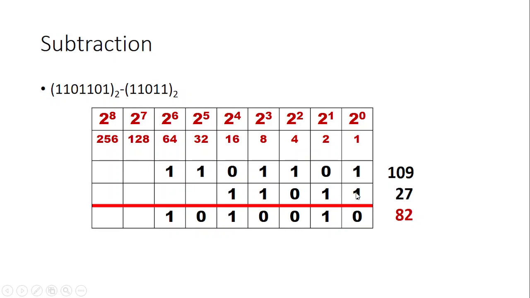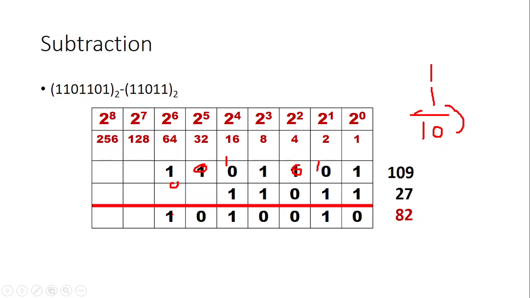So 1 minus 1 is 0. Borrow 1 from the other location. So this location becomes 0. 1 0 minus 1, you know very well, 1 plus 1 is 1 0. So from 1 0 remove 1, you are left with 1. Here it is 0. 0 minus 0 is 0. 1 minus 1 is 0. Again borrow 1 from here. 1 0 minus 1, so you are left with 1. So 0 minus 0 is 0. Again 1 minus 0 is 1.